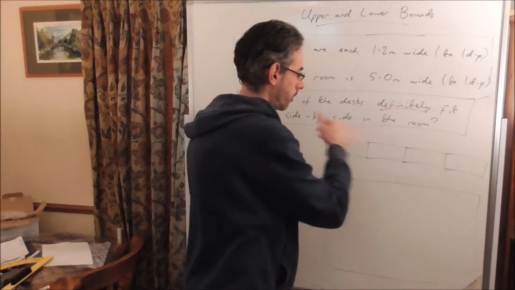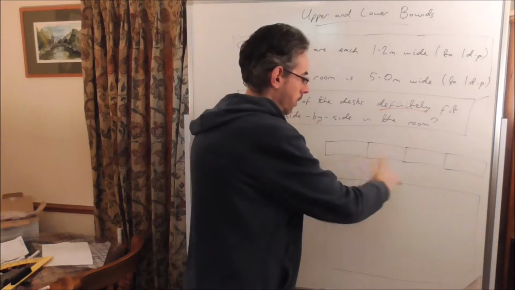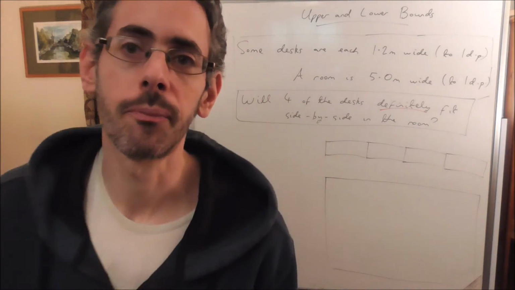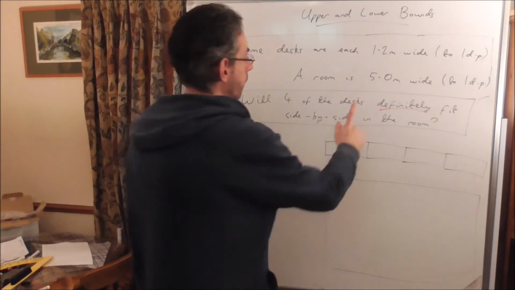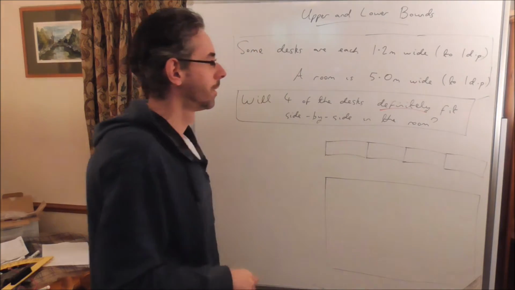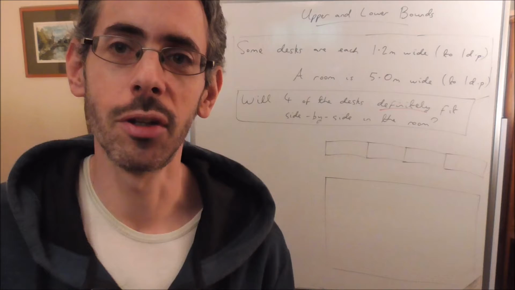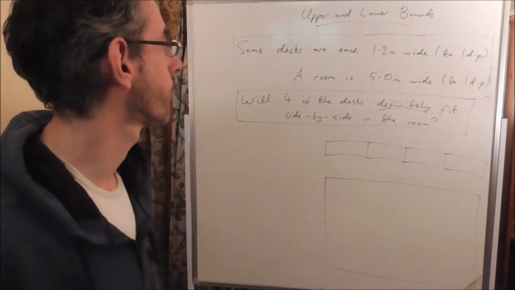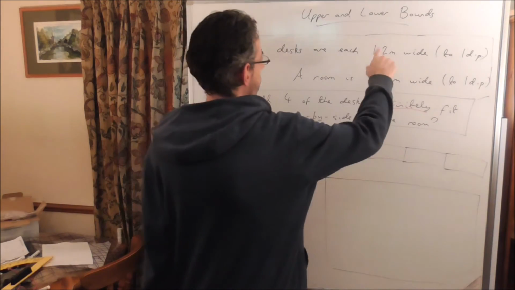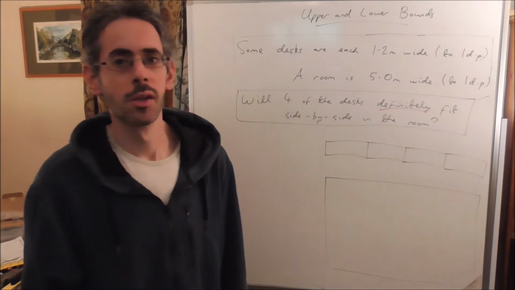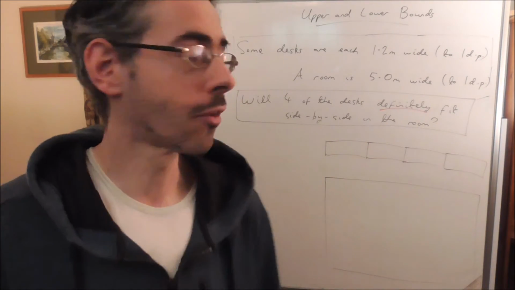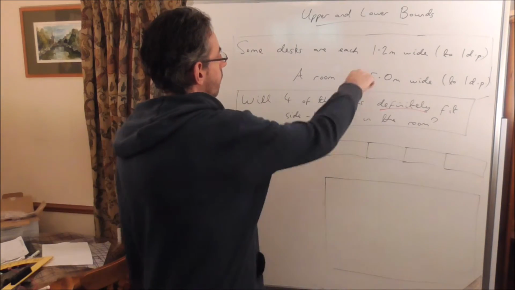So you've got 4 desks side by side, you've got a room, and the question is asking, will the desks fit? Will the desks definitely fit is the question. So it's really asking, is it a certainty, or is there a possibility that the desks might not fit? Because these are rounded values, they're not exact values. So what do you think? Do you think the desks will definitely fit, given that information?